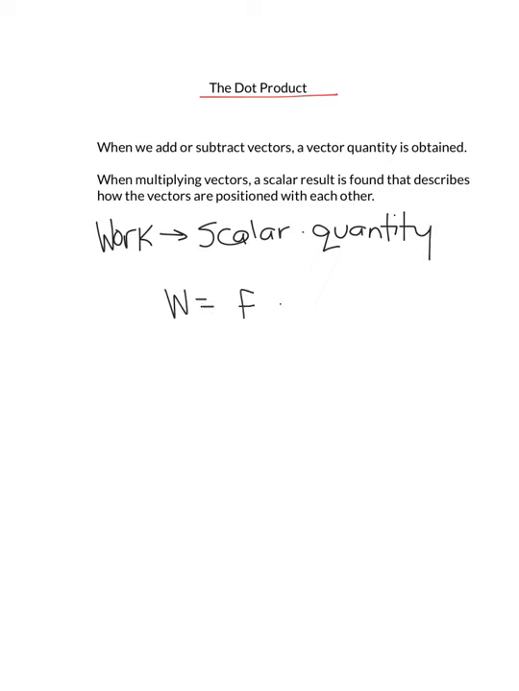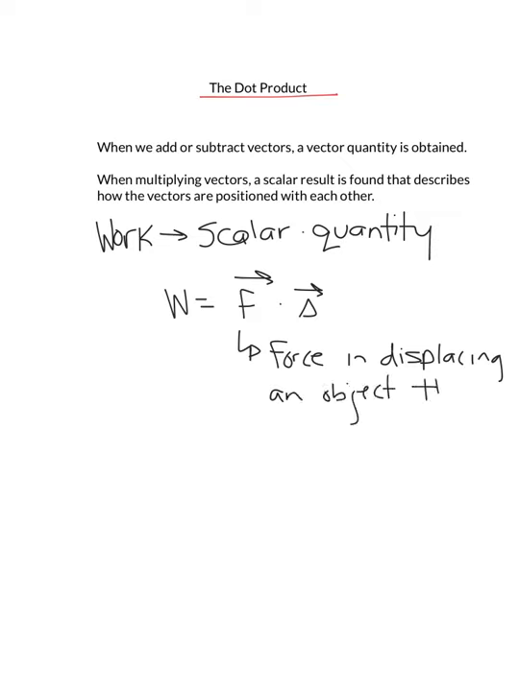The first application that we're going to be talking about might be familiar to you if you took physics. So we're going to be talking about work. Work is a scalar quantity. And the formula for work is force dot S. So this force is the force that's used in displacing an object, so moving an object through vector S.